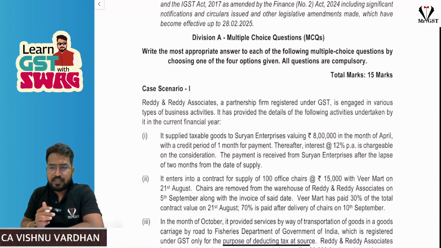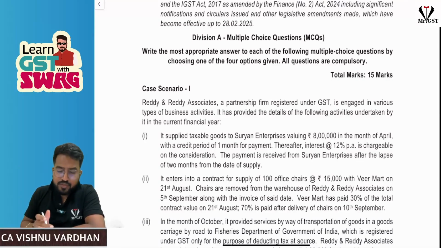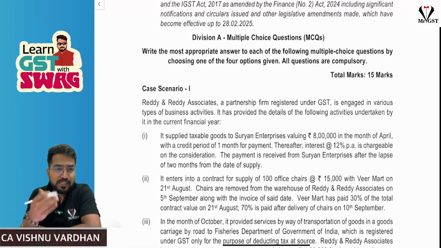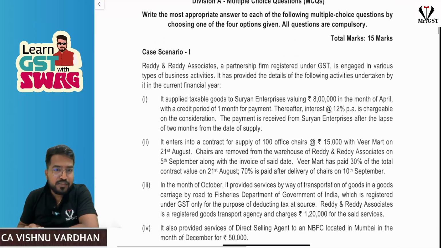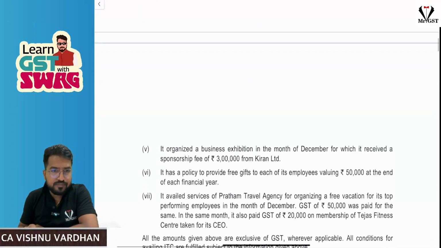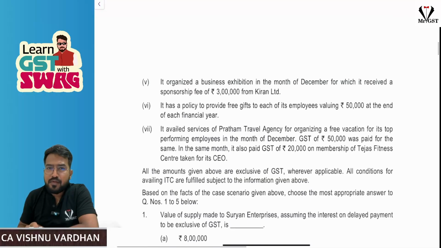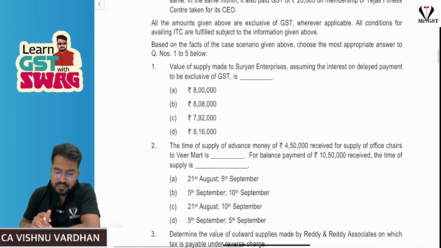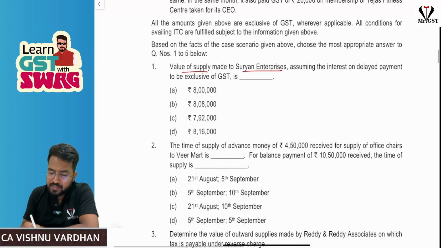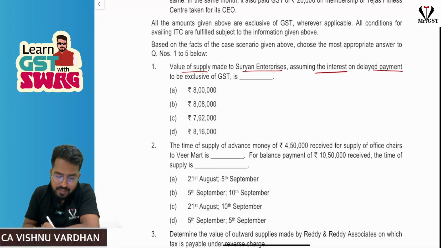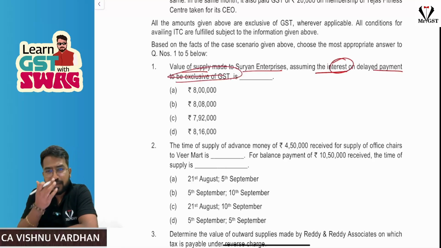So let us see the case scenario 1 here. As you know, before going to the case scenario, we will first study the questions. So let us see the questions first. Right. Look at the questions here. First one, what is the value of supply made to Suryan Enterprises, assuming the interest on delayed payment is exclusive of GST? We know normally interest for delayed payment of tax, we add to the value of supply. Here they are saying it is excluding GST. So please be careful there.